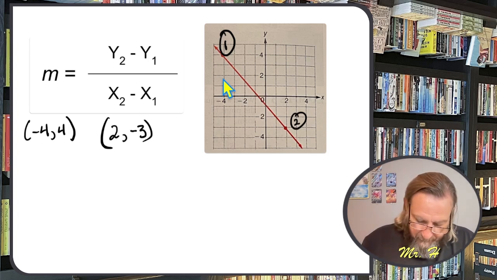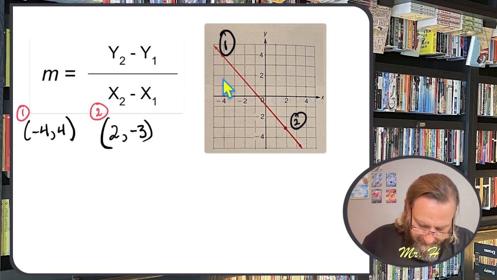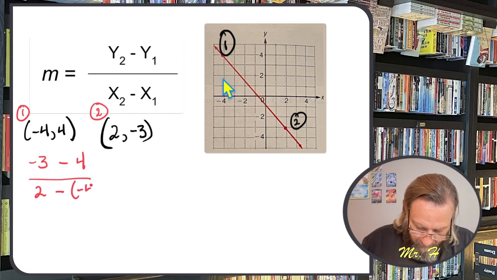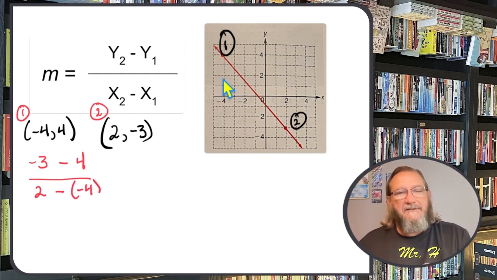The y value of the second point, remember this is our second point, and this is our first point. The y value of the second point is -3. The y value of the first point is 4, and we're subtracting that. Now on the x's, the x value of the second point is 2, minus the x value of the first point, -4. Oh, I'm so glad this worked out like this.